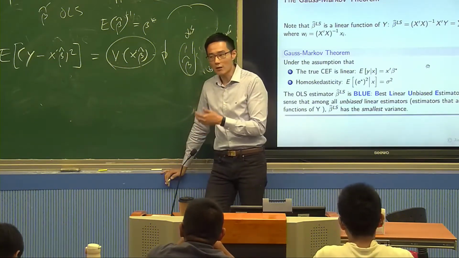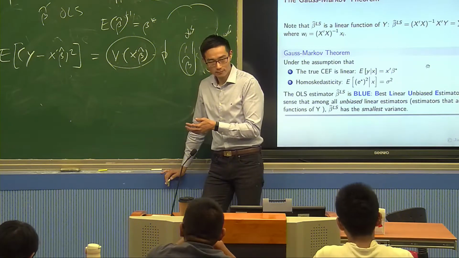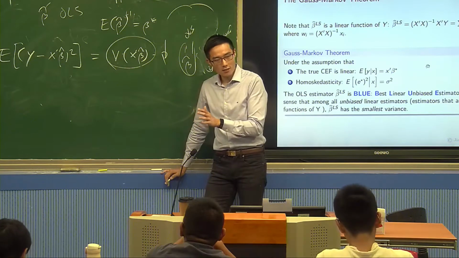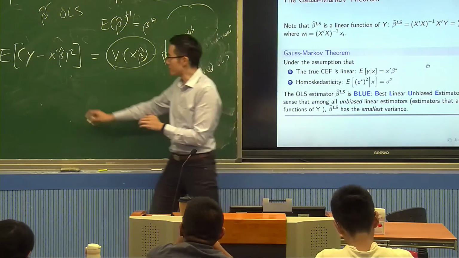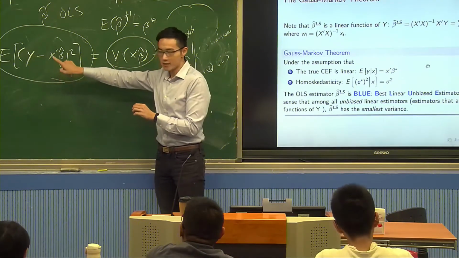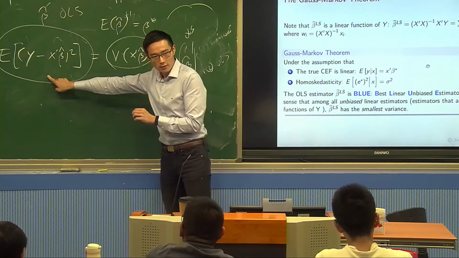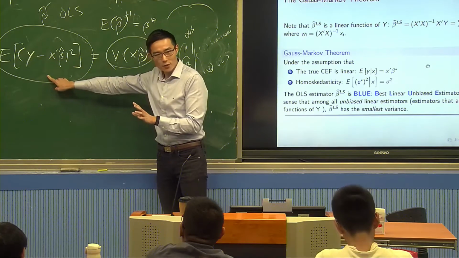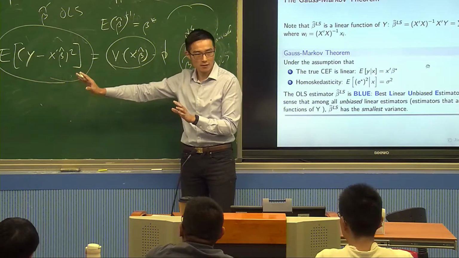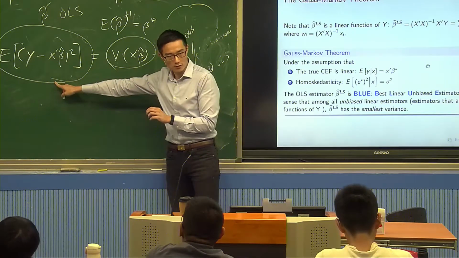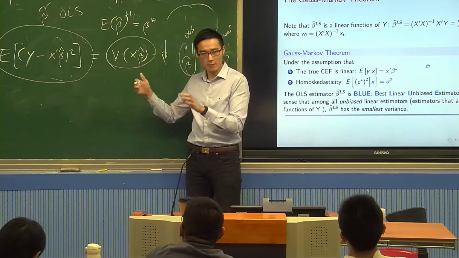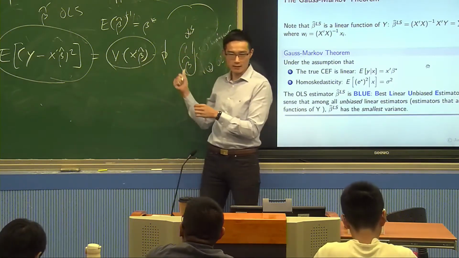What if we allow some bias? Now that depends on what we care about. If what we care about is the expected loss function, if we want to minimize the expected L2 loss, and we do not really care whether it's biased or unbiased, then we know that among unbiased estimators, OLS is the best.